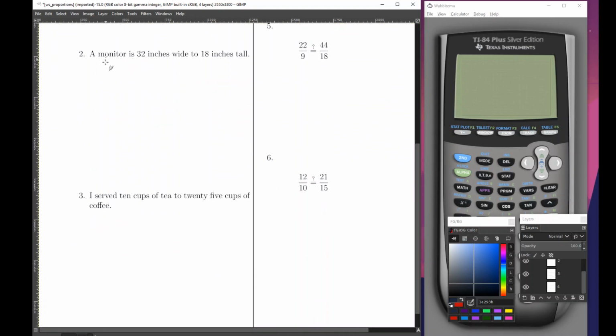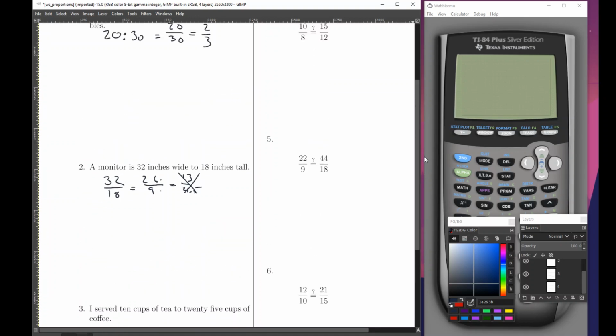A monitor is 32 inches wide to 18 inches tall. 32 to 18, that's 16 to 9. That's 8 to, oh, that doesn't reduce now, does it? 4.5, not quite. 16 to 9. I serve 10 cups of tea to 25 cups of coffee. Sure. So that's 2 to 5 because 5 goes into 10 twice and it goes into 25 5 times.